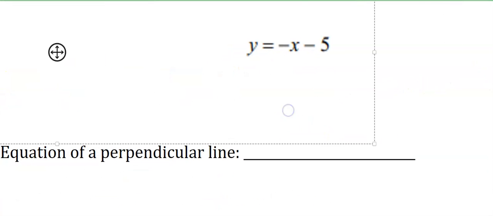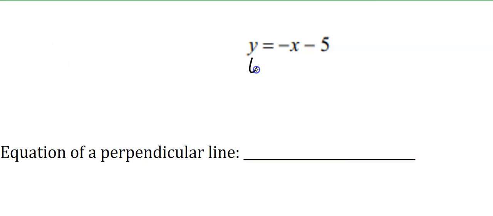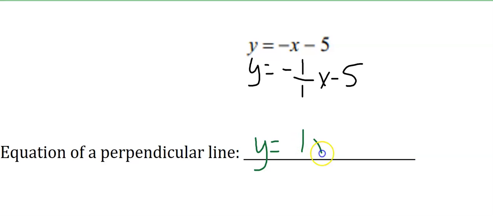For the next question, y is equal to negative x minus 5. Don't get confused, negative x really has an invisible 1 in front of it. So if I rewrite it, it would be the same thing as y is equal to negative 1 over 1x minus 5. So if I write an equation that's perpendicular to it, my slope needs to become the negative reciprocal of negative 1, which would just be positive 1. I keep my x, and then for my y-intercept, again, it could be anything, so I'm going to do plus 5.